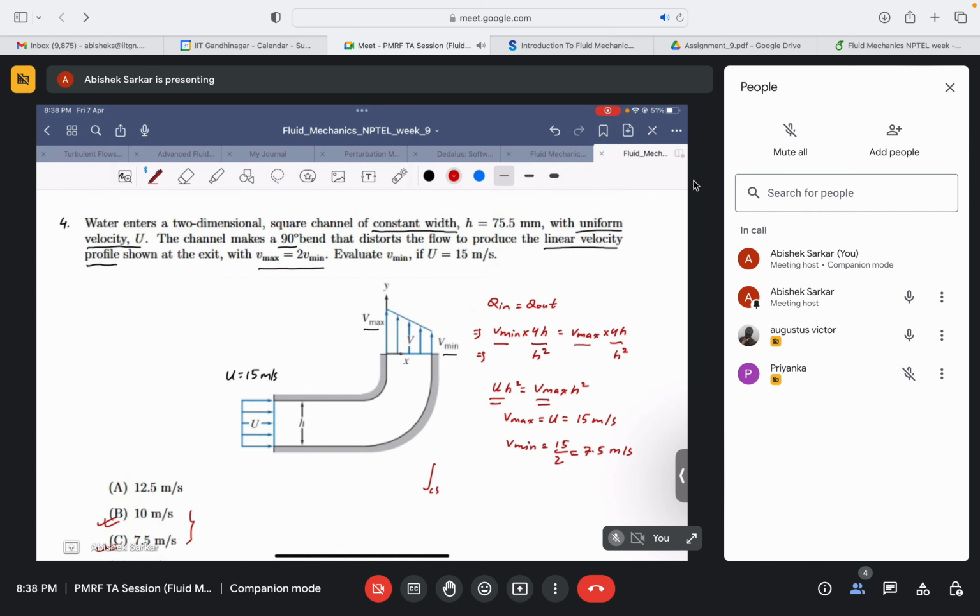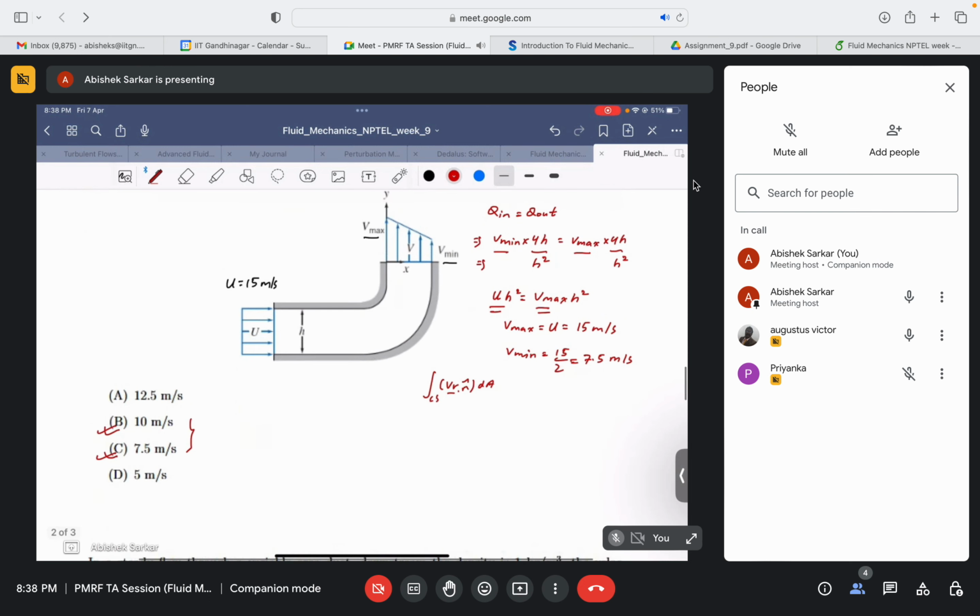So you get the integral over the control surface of V dot n cap dA, and even if you have the normal vector in the same direction, you will get it as v of x dx into h, if we assume h remains constant since the channel is square. So it will be something like this, and you need to actually find out the velocity profile v of x. That was the gist of the problem.